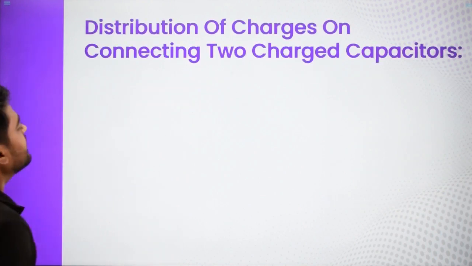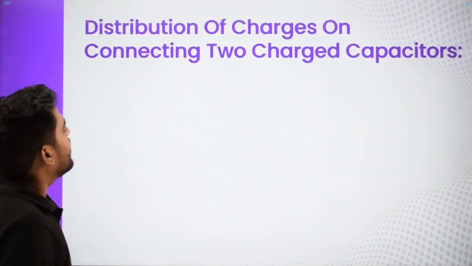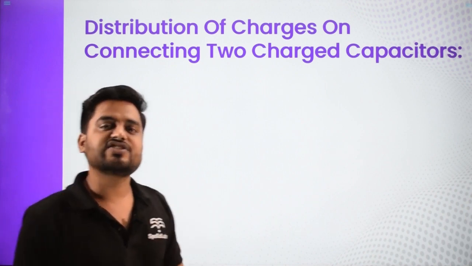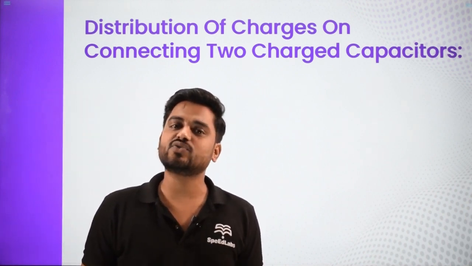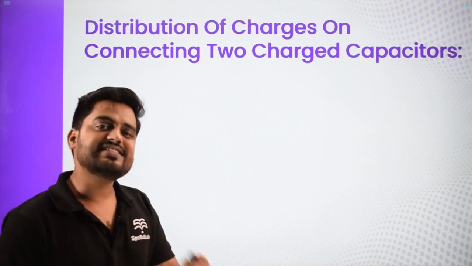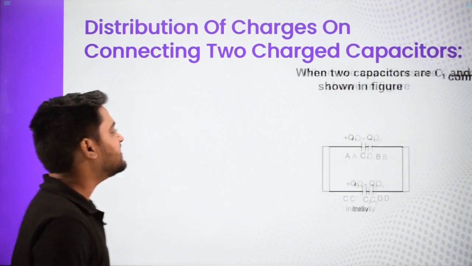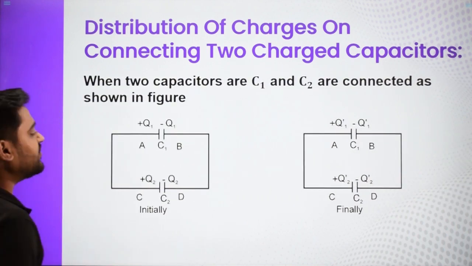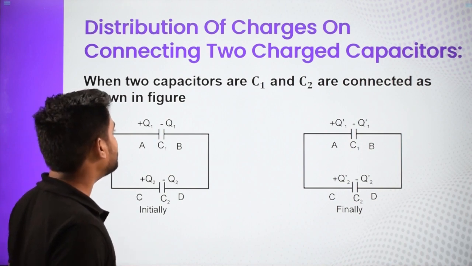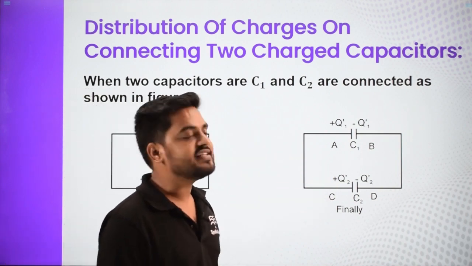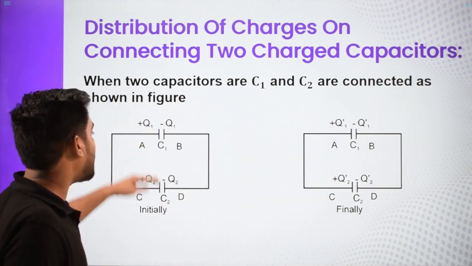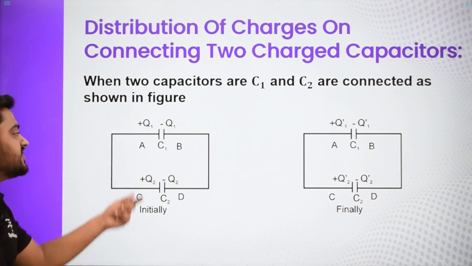Now next is the distribution of charges on connecting two charged capacitors. When we connect two charged capacitors, the charges get redistributed. So what we have to find is the new charge. Let us say that C1 and C2 are initially not connected, and they are having some charges.